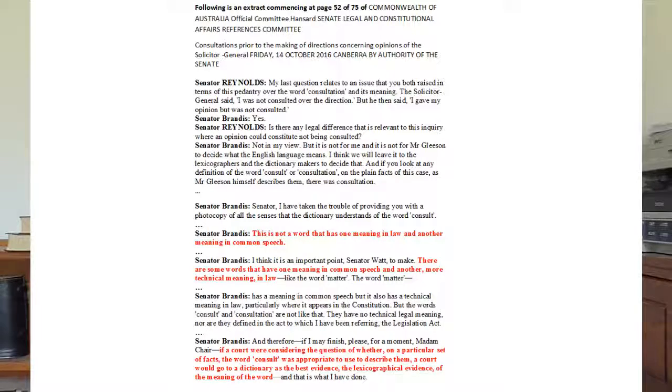And then he goes on to say, if a court were considering the question of whether on a particular set of facts the word consult was appropriate to use to describe them, a court would go to a dictionary as the best evidence, the lexicographical evidence of the meaning of the word. Consult was what he said he did. The Solicitor General said he wasn't consulted. The argument was on the technicalities of what is a consultation and what is not.